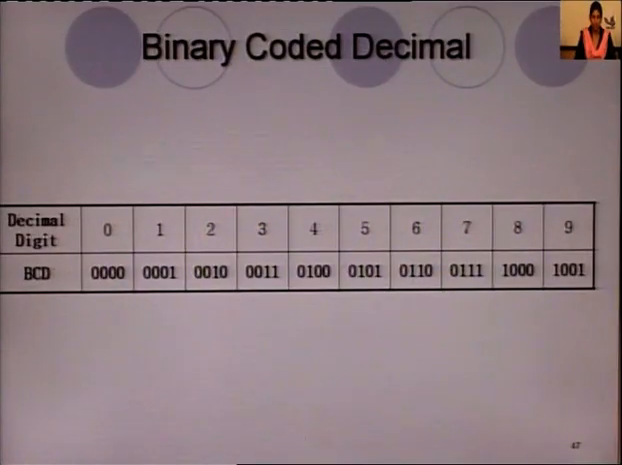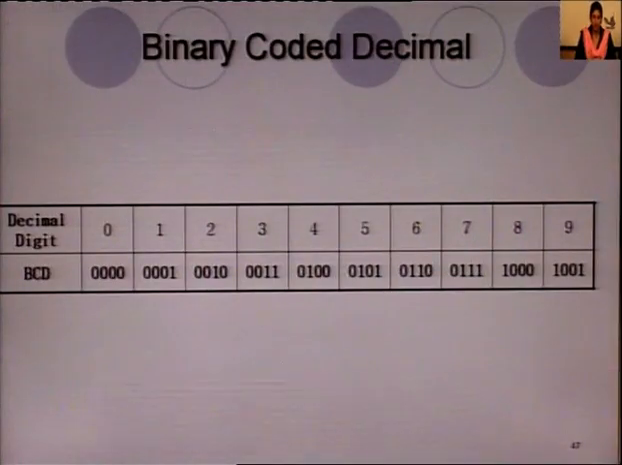These are the representations of BCD values from 0 to 9. The digits 0 to 9 of the decimal number system are represented as BCD numbers as follows. For 0 it is 0000, for 1 it is 0001, and for 2 it is 0010. For 3 it is 0011. For 4 it is 0100. For 5 it is 0101. For 6 it is 0110, and for 7 it is 0111. For 8 it is 1000. For 9 it is 1001.